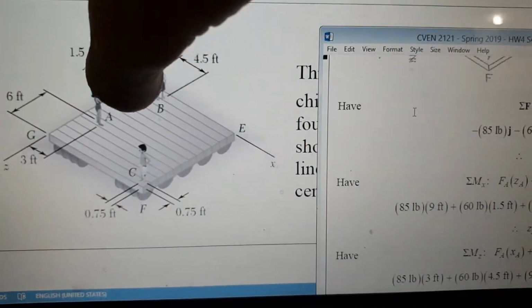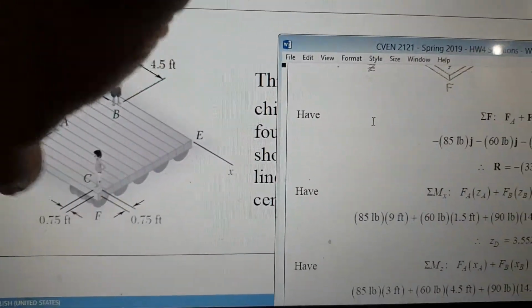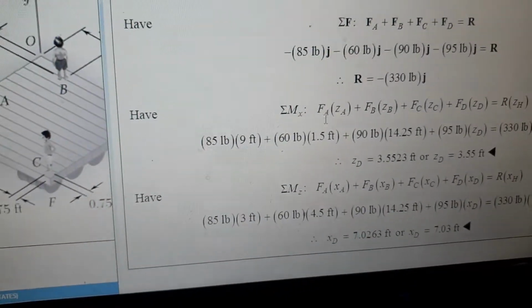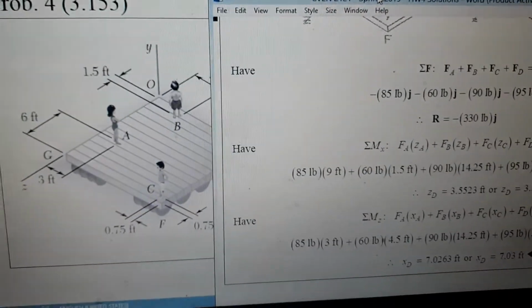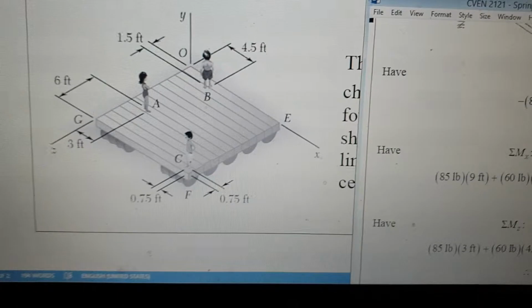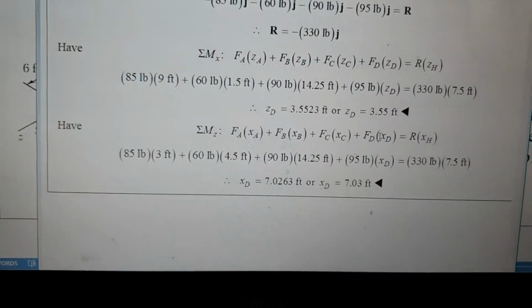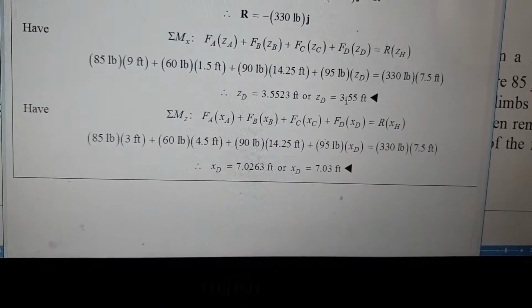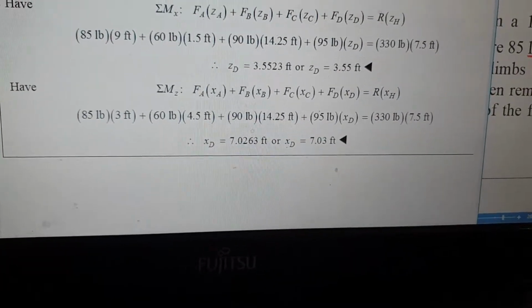90. You can see the whole thing is 15 toward the x, 15 minus 0.75 is 14.25. So 14.25, plus the other child, the last child, 95, at an unknown location. We need to find the location of that child so that the resultant is in the center. So we do 95 times zD, and you'll find the location of the fourth child. It's 3.55 feet.